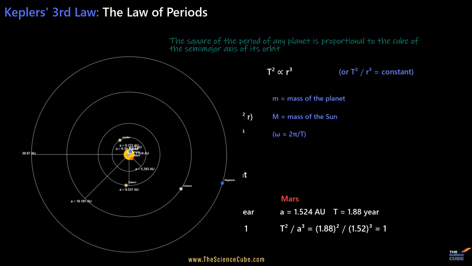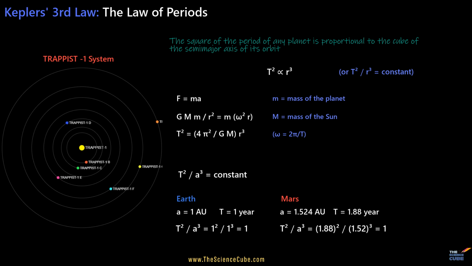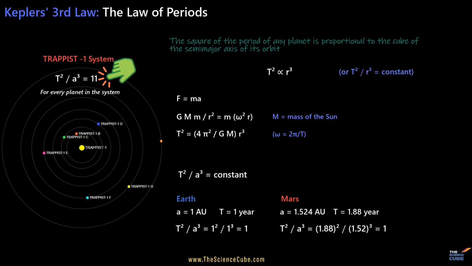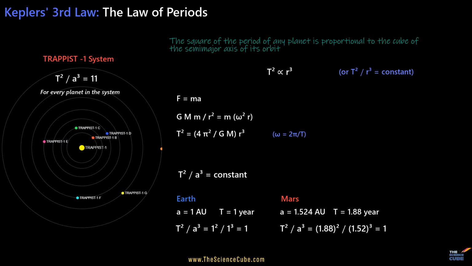Now, if you were to take some other planetary system with a different star instead of the Sun, the value of this ratio would be different. But for all the planets in that planetary system, it'll be the same. So a great example is the TRAPPIST-1 system that has a value of 11 for this ratio. And it arises from the fact that the star TRAPPIST-1 has a different mass than our Sun.